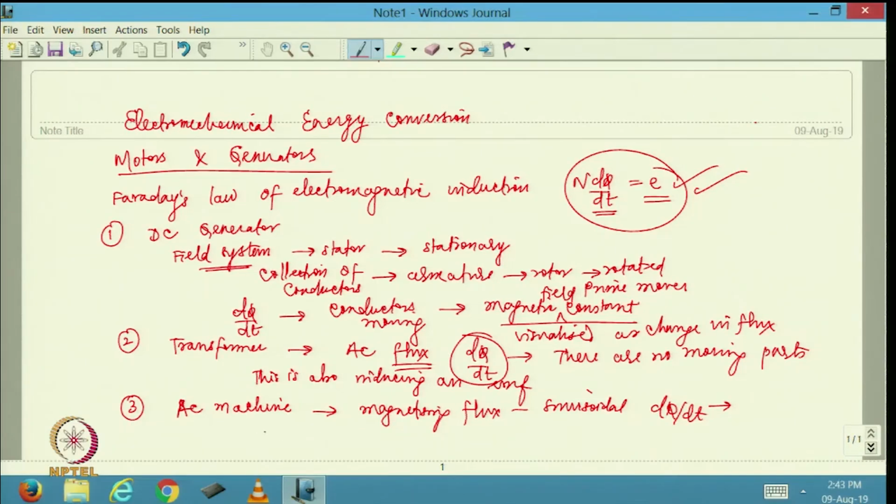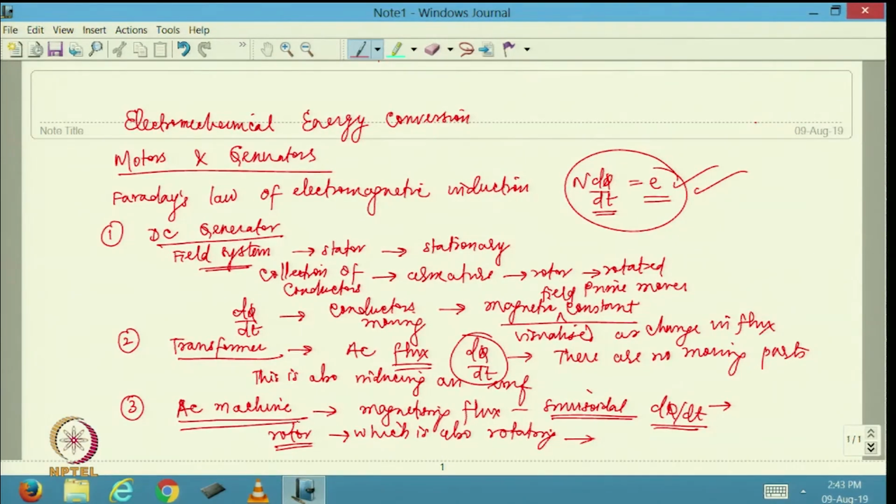But apart from that, there can be a rotor which is also rotating. If you look at a synchronous machine, you are going to have a flux which is DC flux, whereas if it is an induction machine, you are going to have a sinusoidal flux. So we can have simultaneously a rate of change of flux because of the sinusoidal flux, as well as a rotor which is visualizing the flux as a modified flux, or rate of change of flux, because the rotor position itself is changing. So we can have simultaneously transformer action as well as DC generator action. That is what happens in an AC machine.